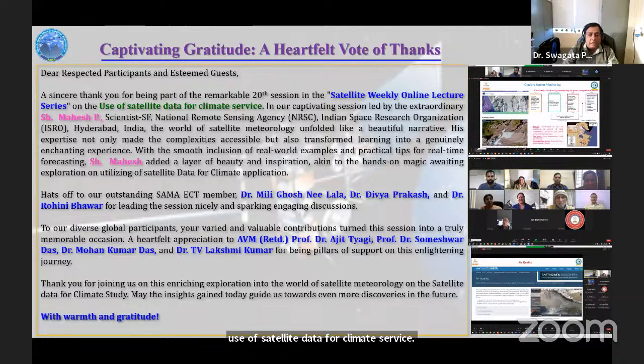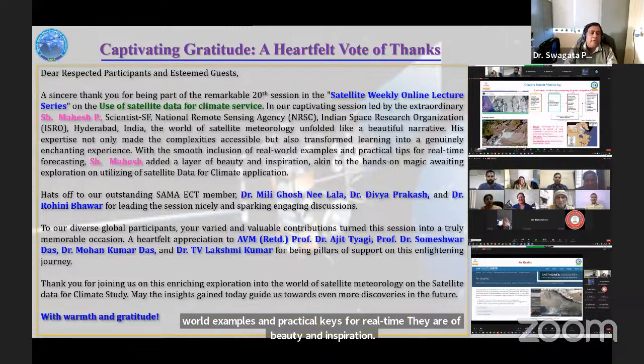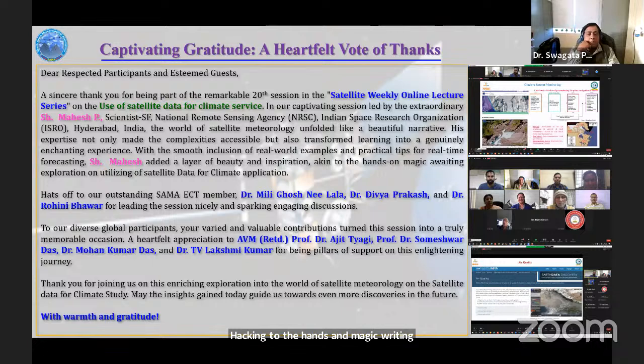In our captivating session led by the extraordinary Mahesh sir, scientist SF, National Remote Sensing Agency, ISRO, Hyderabad, the world of satellite meteorology unfolded like a beautiful narrative, because you have shown a lot of sources. Being a teacher, we faced a lot of questions and queries about the data. The first question is: where is the data available? Your beautiful lecture and narrative actually helps a lot. Your expertise not only made the complexities accessible, but also transformed learning into a genuinely enhancing experience. With the smooth inclusion of real-world examples and practical tips for real-time forecasting, Mahesh added a layer of beauty and inspiration, akin to the hands-on magic awaiting exploration and utilization of satellite data for climate application.